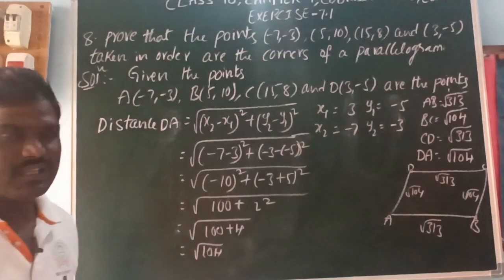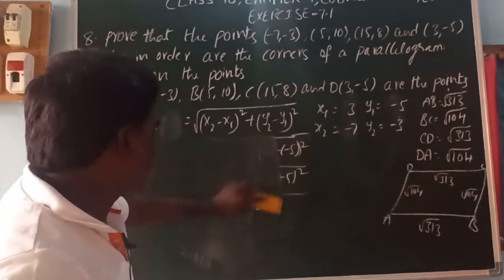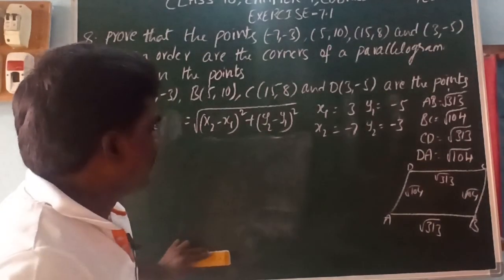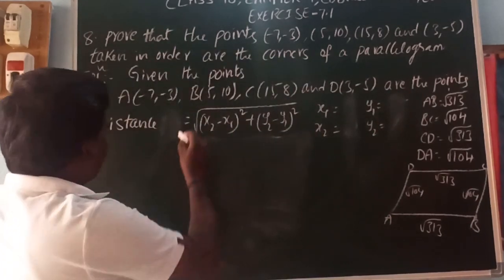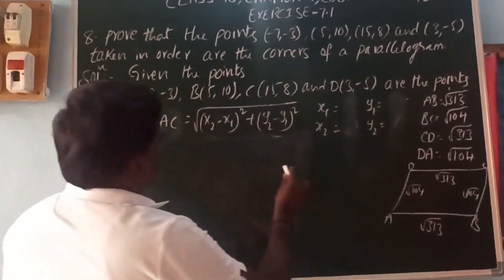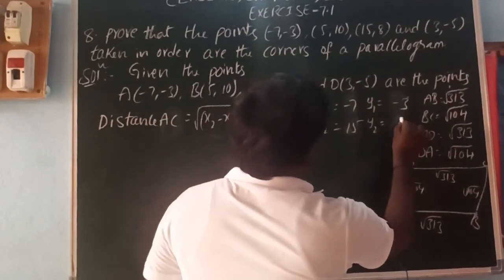Opposite sides are equal. Next, find the diagonal lengths. Here, what are the diagonals? AC and BD. So the diagonals are not equal. Diagonal length AC: A is (-7, -3), C is (15, 8).